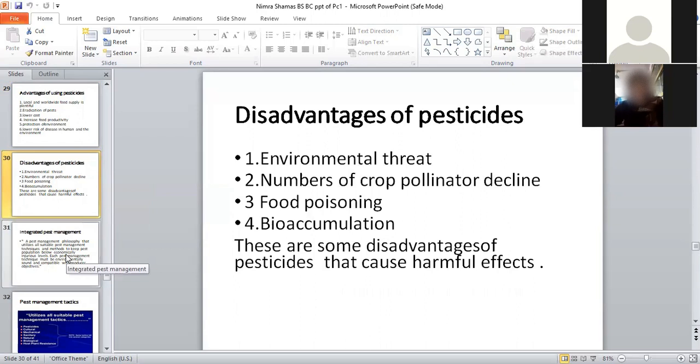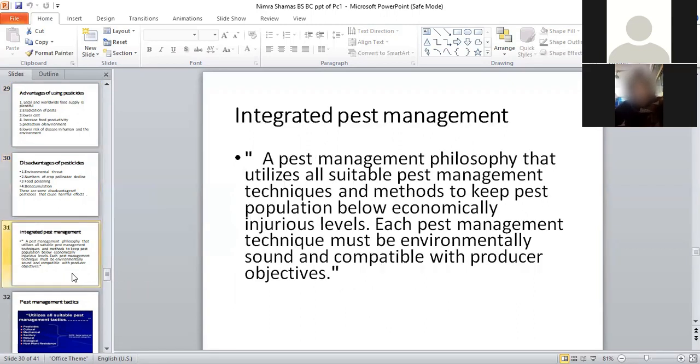What is crop pollination? Crop pollination is the transfer of pollen. This is actually the formation of a seed, a healthy seed. So the number of crop pollinators declines. This causes the reduction of yield. It also causes food poisoning because the chemical is present in food. So this causes food poisoning, bioaccumulation. These are some disadvantages that have harmful effects. Okay, next slide.